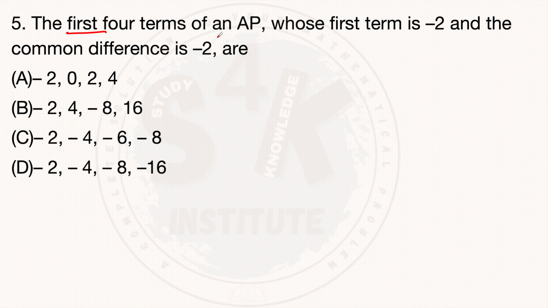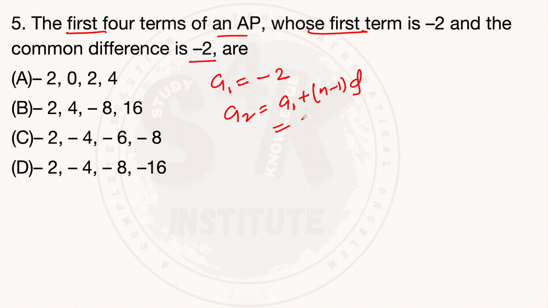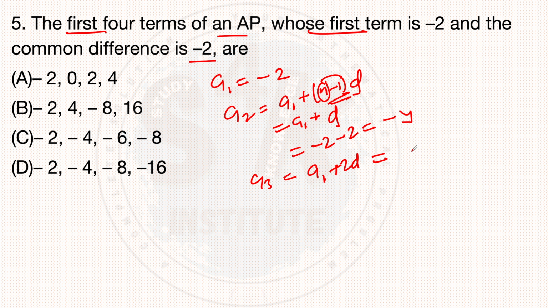The first 4 terms of an AP whose first term is this, common difference is this. Okay, so A1 is given to you, -2. A2 will be A1 plus n minus 1 into D, that is A1 plus 1D, that is n is 2, so 2 minus 1 will be 1, so D. So that will be -2 minus 2, that will be -4. A3 will be A1 plus 2D, that will be -2 minus 2 times 2, that is -6.